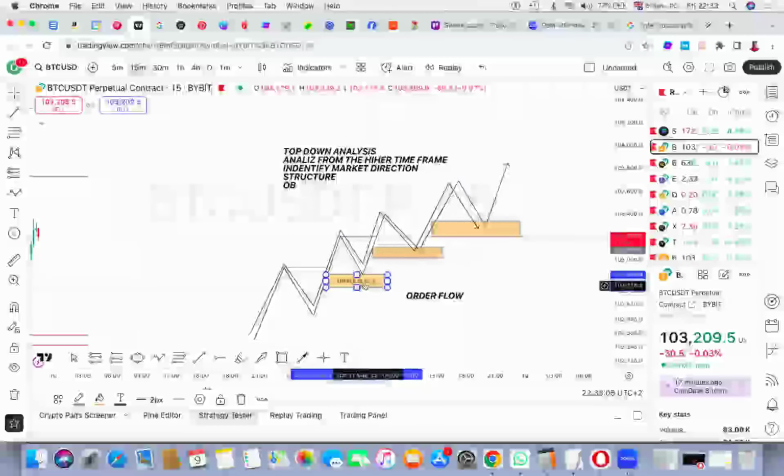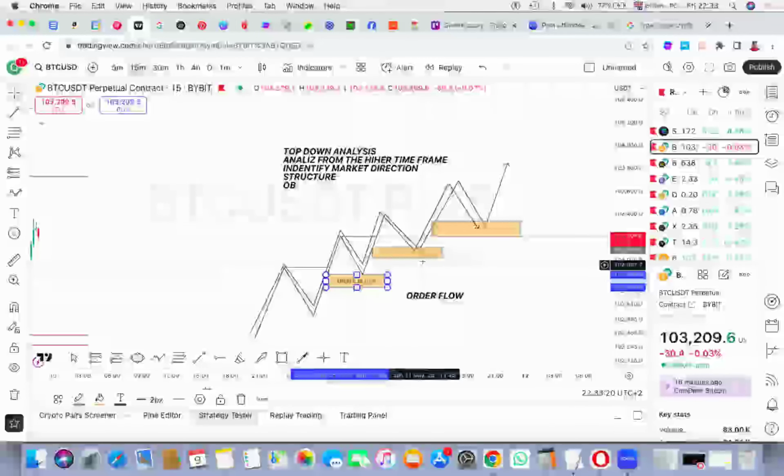We talked about liquidity as well, so you want to also look for liquidity. And then once you create your liquidity, the market comes here to grab liquidity and then continues in that direction, breaking another structure and looking for another liquidity here.